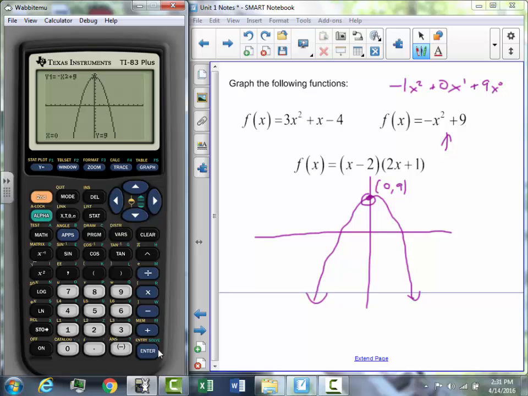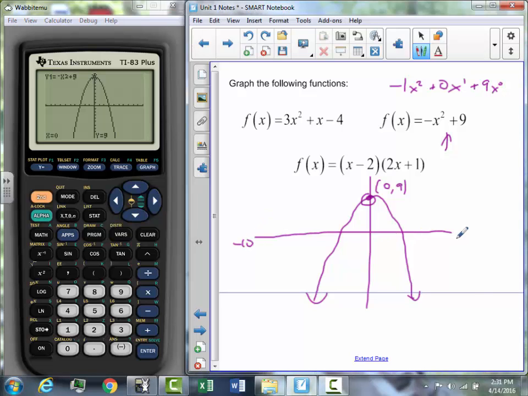Okay. I'm fairly certain that 0 and 9 is actually the maximum point on the graph too, isn't it? Because if you solve it for the maximum point, I think that's as high as it gets. So the only other thing I need to do here is label my axes as -10, 10, -10, 10.